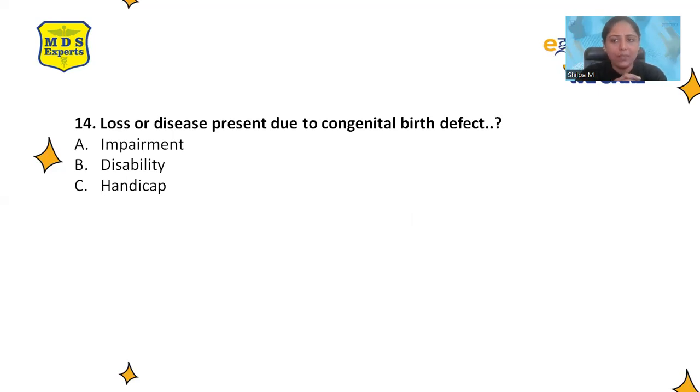Now we come to a concept of health and disease. Particularly we'll look into each of the choices: impairment, disability, handicap. What is each? So the question is, loss or disease present due to congenital birth defect means what? So impairment is loss. The answer is very clear cut here. It is choice A, impairment, because you see a loss of anatomical structure. Loss, that is impairment.